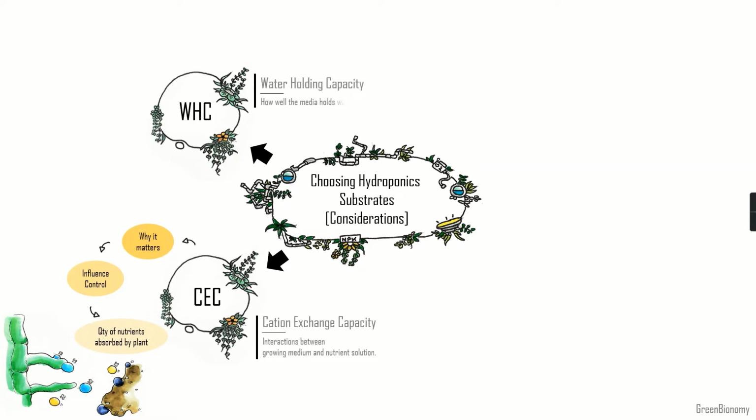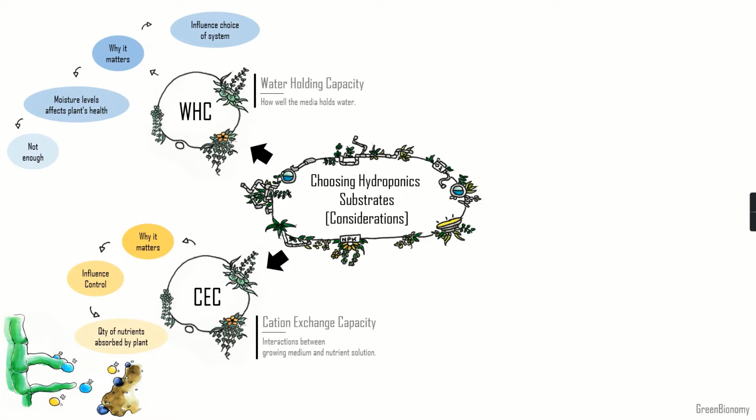Then you have the water holding capacity, so WHC. That's how well the media holds the water. Again, this matters because it influences the choice of your system, because moisture levels affect your plant health pretty directly. Okay, and it's hydroponics, we're dealing with water and moisture, so this is quite a big one, but it's a bit obvious too, right?